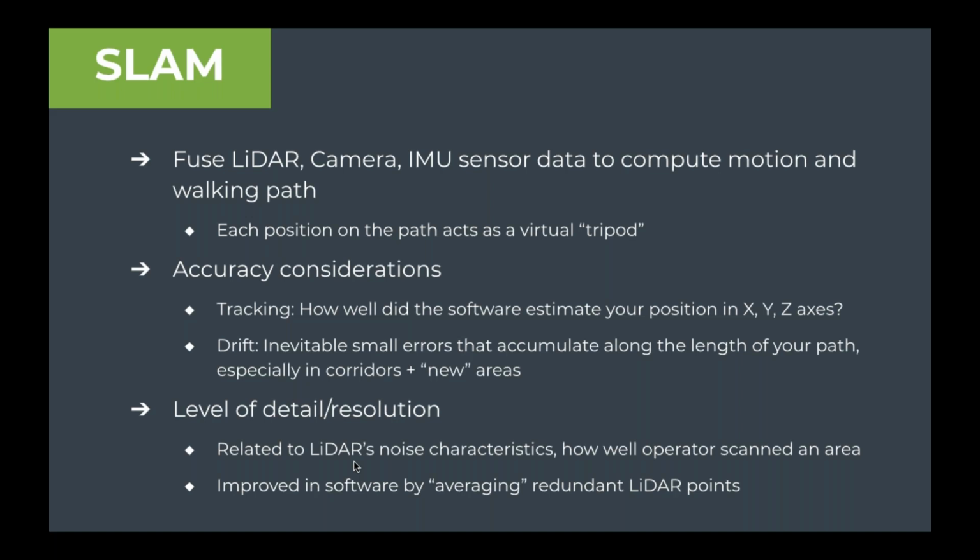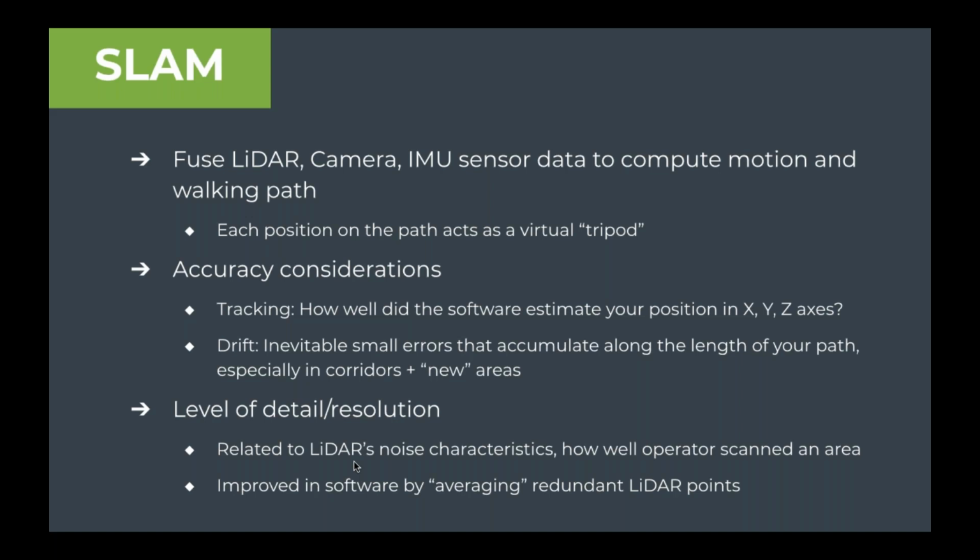How well does the LiDAR and camera see the environment? Is the lighting good? Are the surfaces the LiDAR is seeing locked on too well by the LiDAR? Then there's the SLAM software system, one of Paracosm's products, and one of our big efforts is that we develop our own SLAM software. How well did our software combine all this data to calculate your walking path? That is a big part of the accuracy consideration.